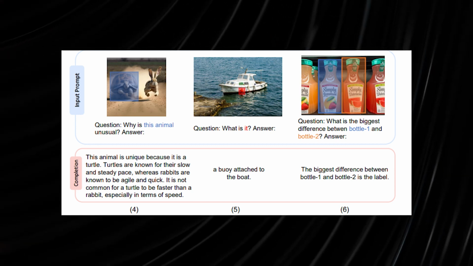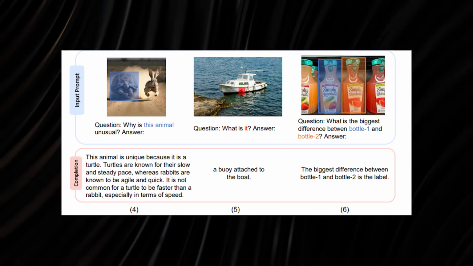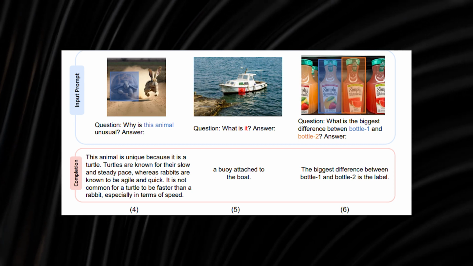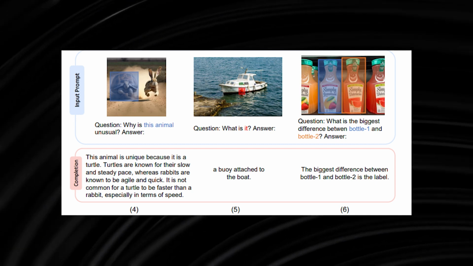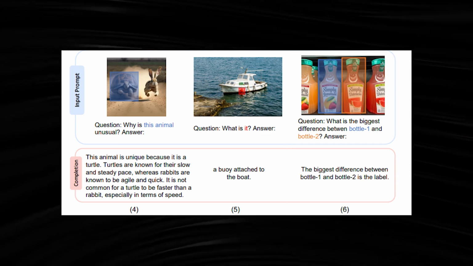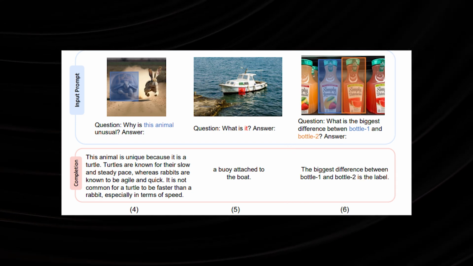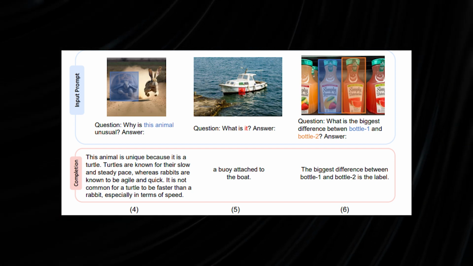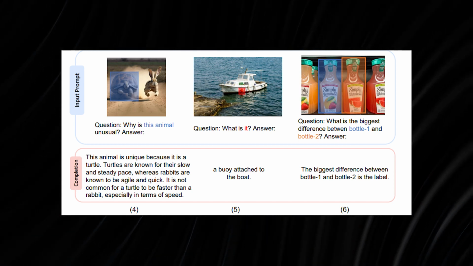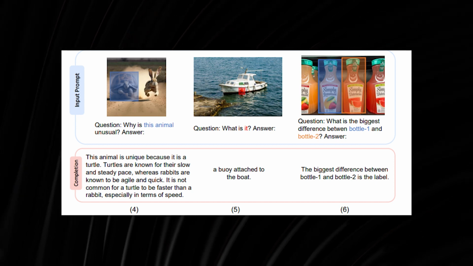Looking at the object, it's hard to tell what, but as you can see from the completion section, KOSMOS 2 has no problem identifying it as a buoy attached to the boat. The third example is even more complex because the input image shows two identical products, each highlighted with different colors of bounding boxes. Now, the prompt here is for KOSMOS 2 to identify the difference between bottle 1 and bottle 2.